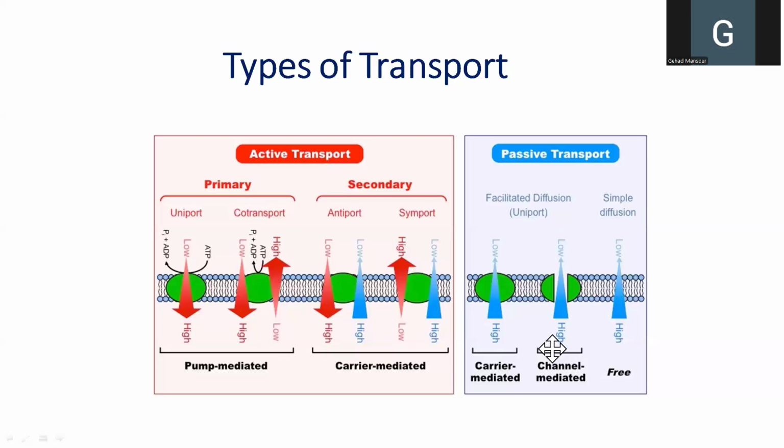And in those channel-mediated passive transports or carrier-mediated passive transports, only one type of particle is transported, meaning that they are specific to a particular particle. For example, if this channel is a sodium ion channel, then it will be specific only to sodium. And if this carrier is a glucose carrier or a glucose transporter, then it will be only specific to glucose, meaning that it will allow only the passage of glucose, and that's why we call it a uniport.